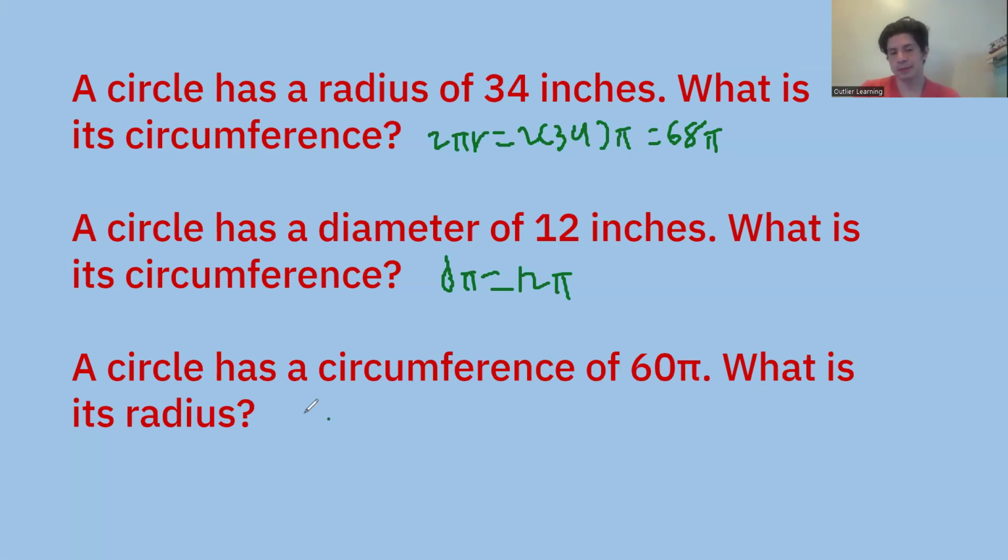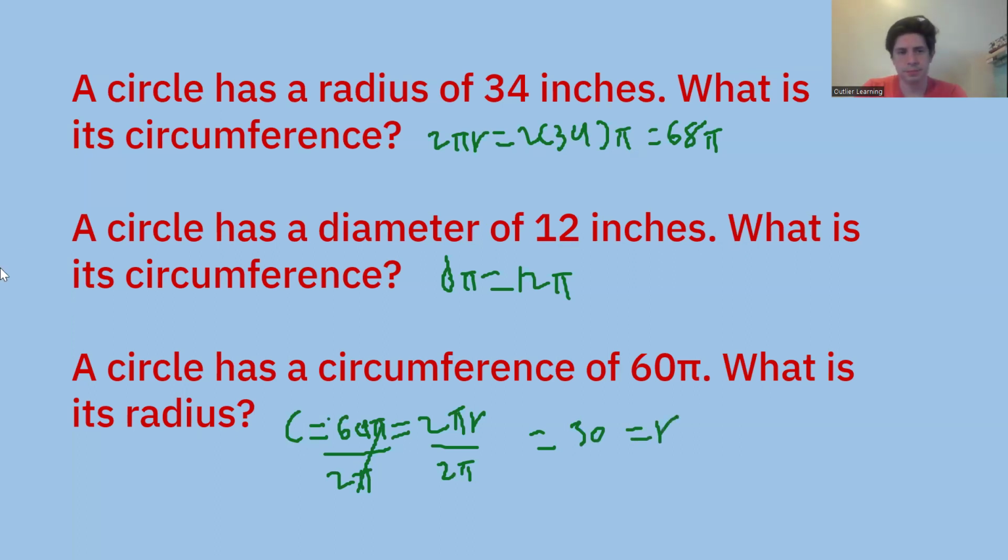And then a circle has a circumference of 60 pi. What is its radius? So this time we're working a little backwards. So we're going to do circumference equals 60 pi. And that equals 2 pi r. And now we can divide by 2 pi, divide by 2 pi. The pi's cancel, and then 60 divided by 2 gets you 30 equals r. I'm going to erase this because this is a new step. It's not the same formula. So 30 equals r, which is great.